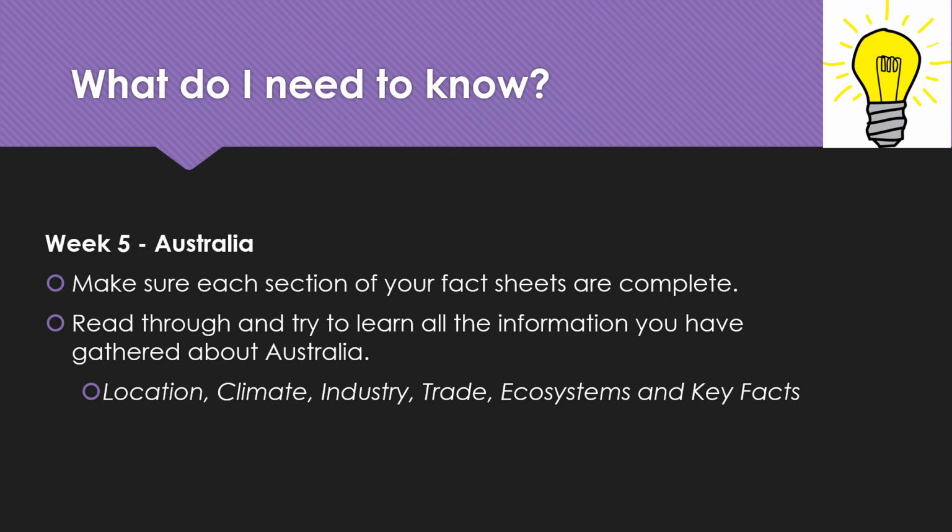So what do you need to do next? Well, you need to make sure that each section of your fact sheets are as complete as possible. Remember to go back to the start of this one and double check the China one to see what we're kind of expecting in terms of the level of detail. Then try and read through and learn all the information you've gathered about Australia. Like before, if there's anyone at home that could test this knowledge, that would be really, really useful.